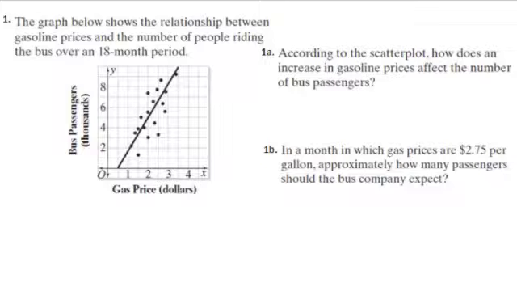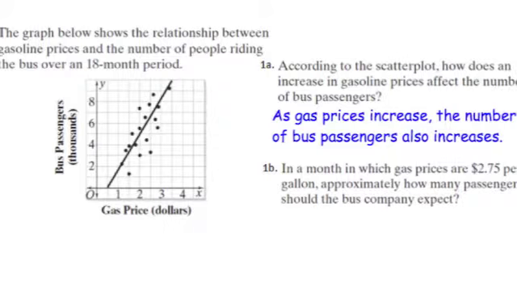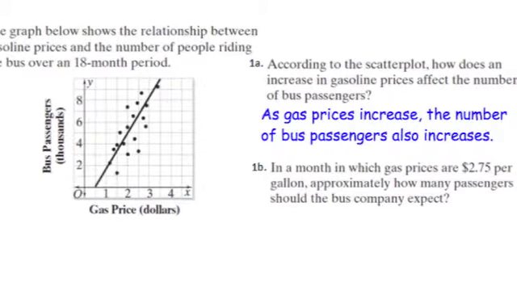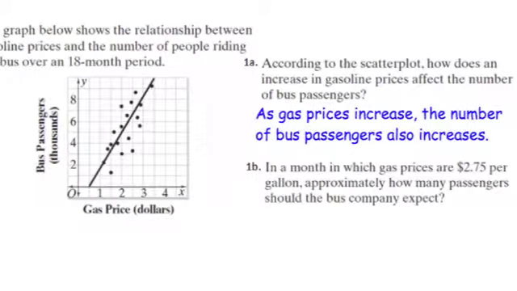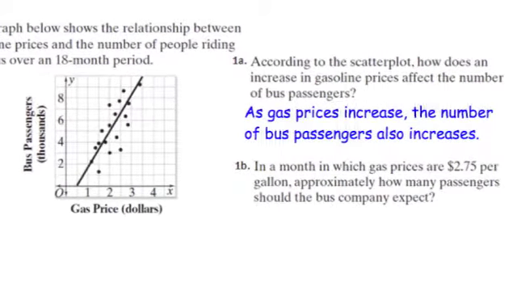So let's think about real life. Someone may budget a certain amount of money for what they're going to spend on gas. And if the prices increase to where they can't necessarily afford to pay that gas price anymore, they may choose to ride the bus as an alternate mode of transportation. So the price affects the number of bus passengers because as the price increases, so does the number of bus passengers.